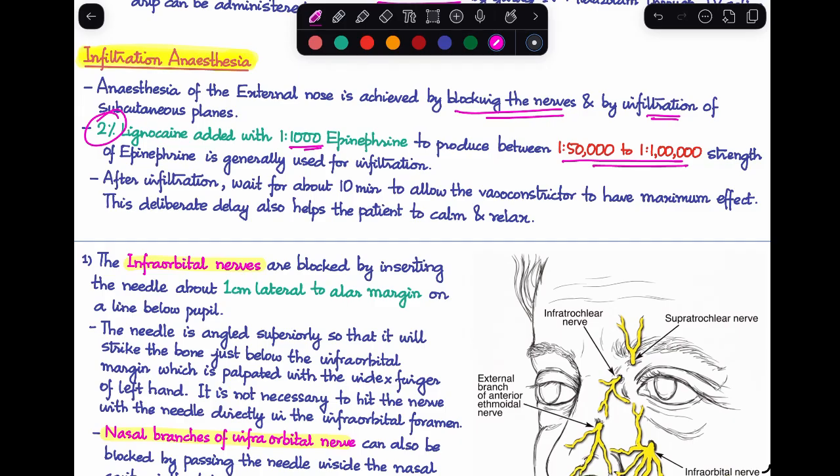This is the usual dosage that we use for infiltration anesthesia. And after you have given the infiltration anesthesia, you should wait for at least 10 to 15 minutes for the action of the vasoconstrictor to have its maximum effect. This delay will also help your patient calm down and relax, and give the drug time to work.